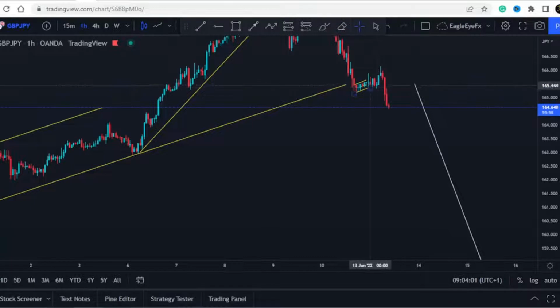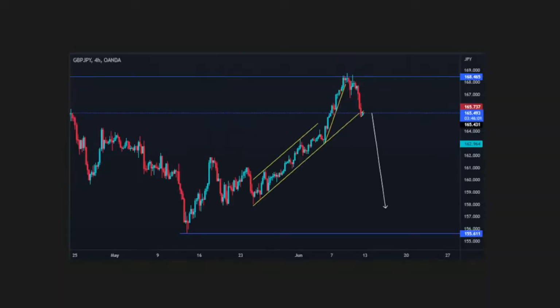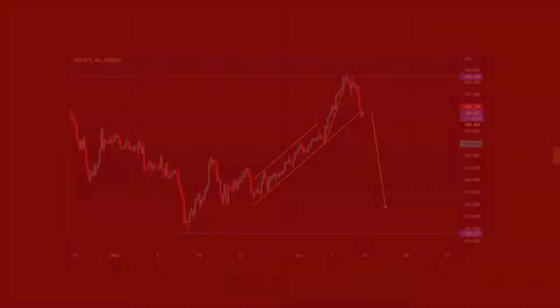Now let me show you something over here. While I was doing my analysis, this is what the market had given to us. It was forming a flag over here. After this flag, I'm expecting a move to the downside, maybe up to this level, because of the 90% rule, all the way up to this level over here.